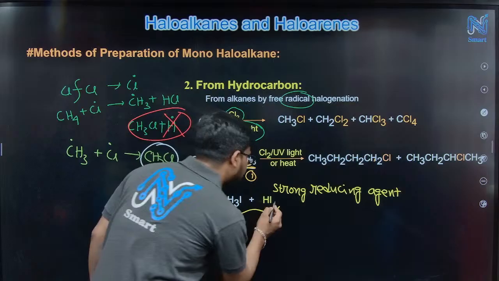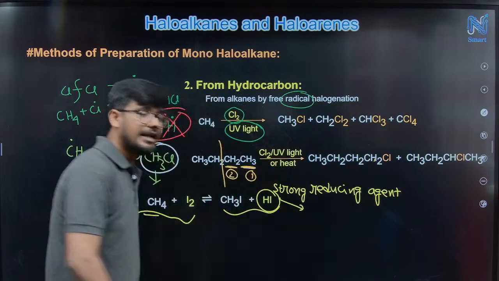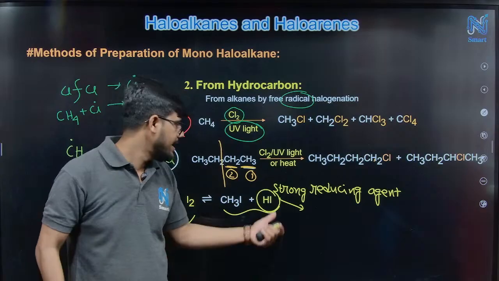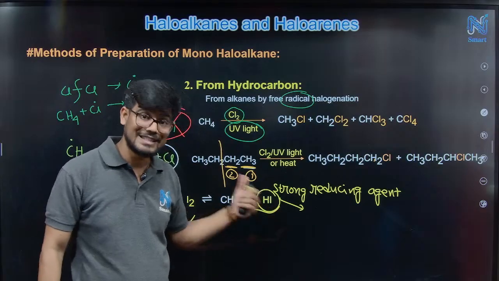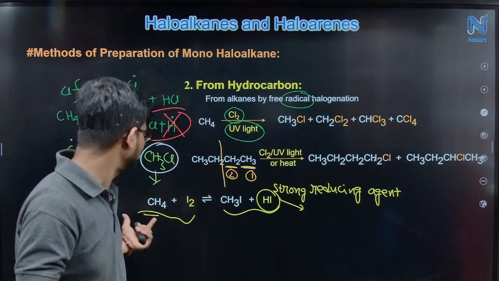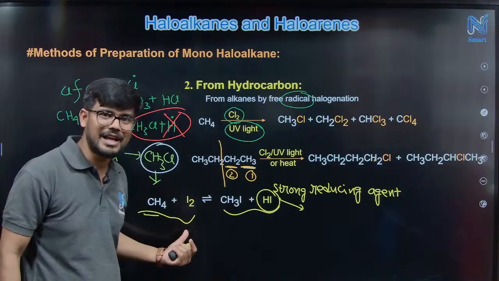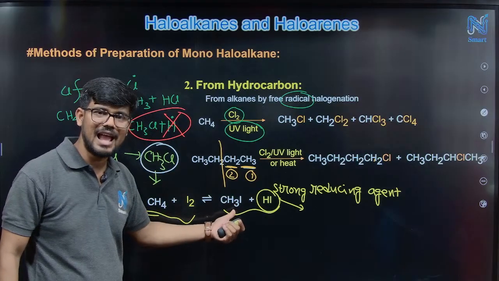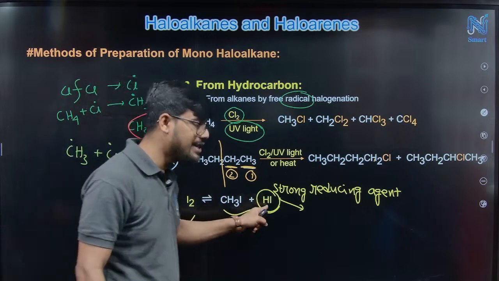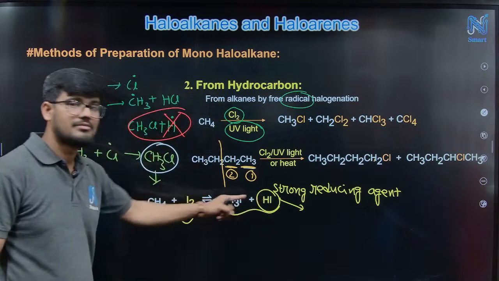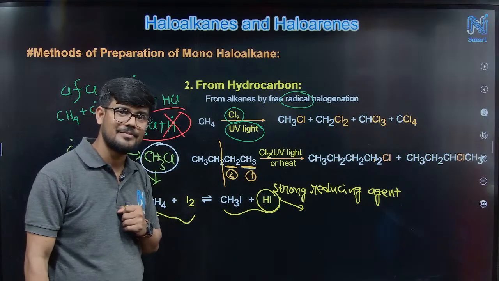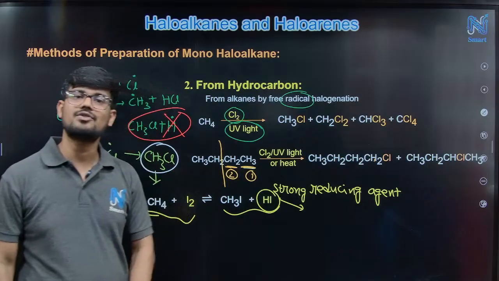So somehow, if we remove this HI from the reaction medium, or destroy this HI in the reaction medium, then this reaction will be irreversible, right? We will get the methyl halide product, correct? If we destroy this HI, we get a proper irreversible reaction and a lot of product. The question is how we will destroy this HI.